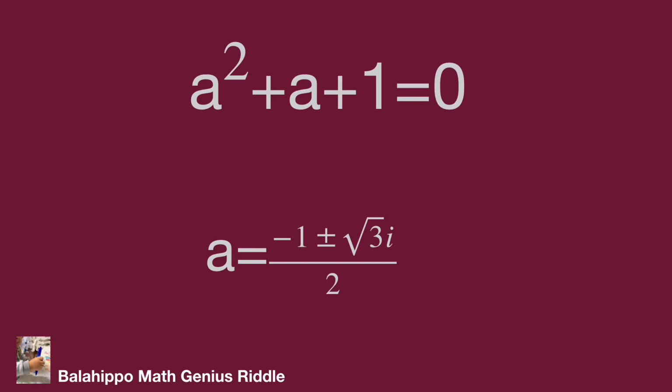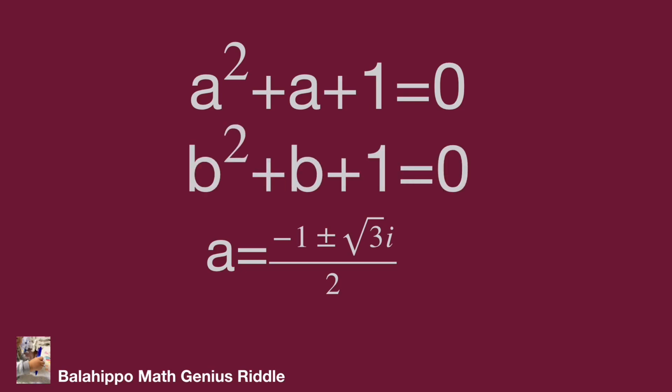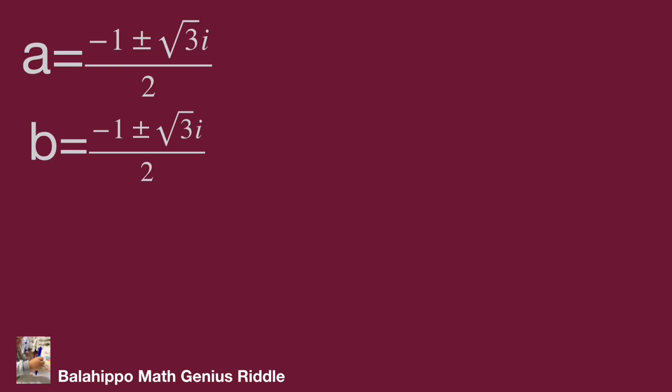Then get b from b squared plus b plus 1 equal to 0. b gets the same result. List the a and b values. Then the question is to get the value of a plus b.